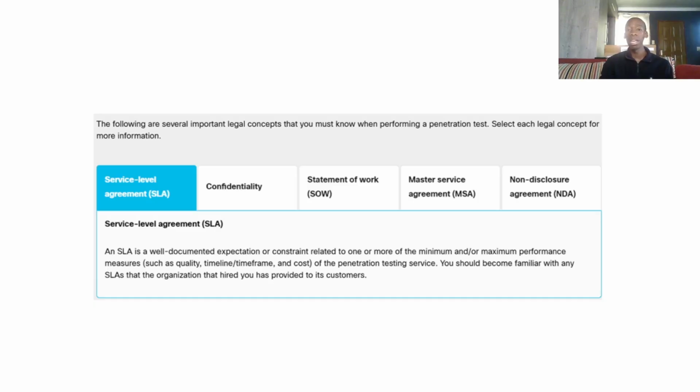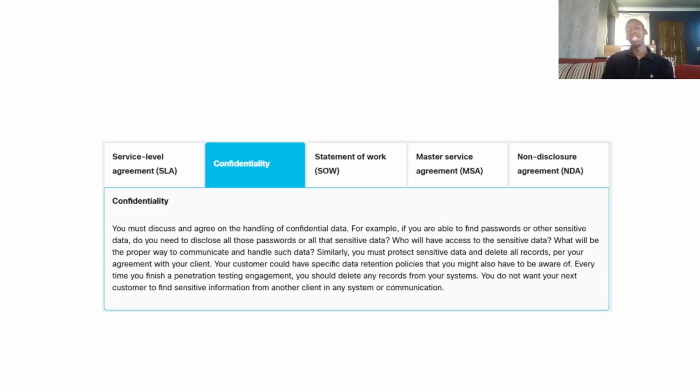You should be familiar with any SLAs that the organization that hires you has provided to its customers. If you have not been part of a company that deals with SLAs, it's almost like a contract. But on this contract, you are also given a budget to say, this is what you do in this given time frame, and this is how much you are working with. And these are the people you are going to be working with, if there are any. But that's it.